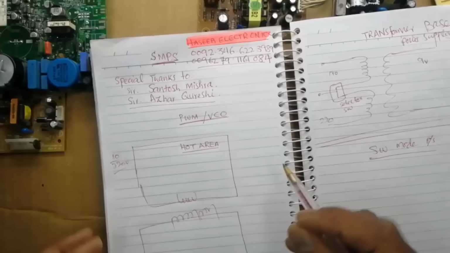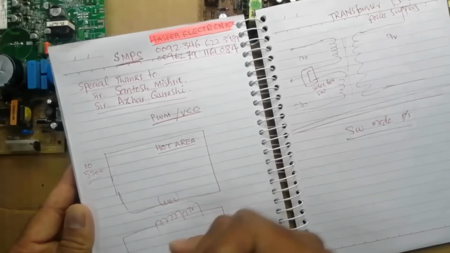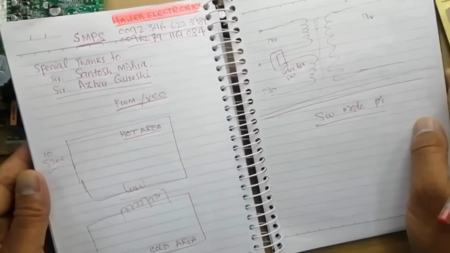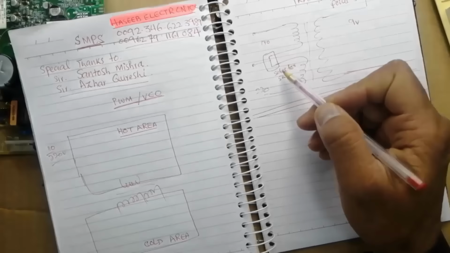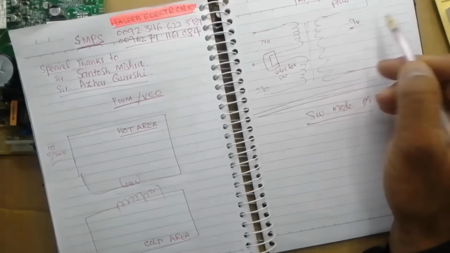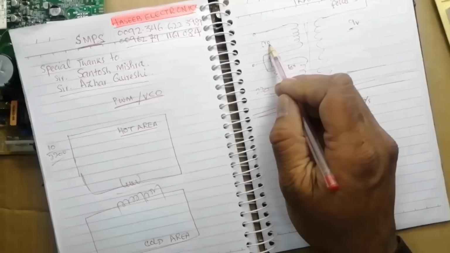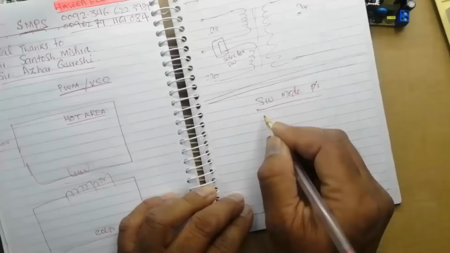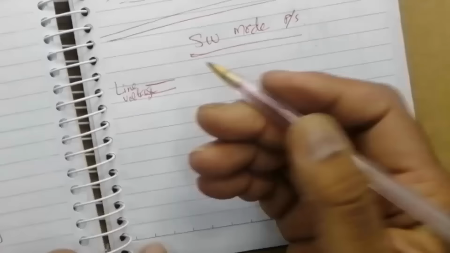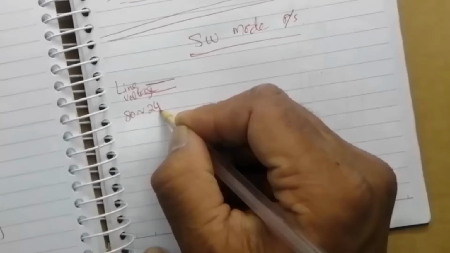So it is isolated, but the basic phenomenon of this power supply is called switch mode power supply. Here the transformer was taking 110 volt or 220 volt directly from the line voltage and giving output at this end. But here, directly AC voltage. In this case, it will take the line voltage, which may be 80 volt to 240 volt. Any voltage it has, it does not matter.